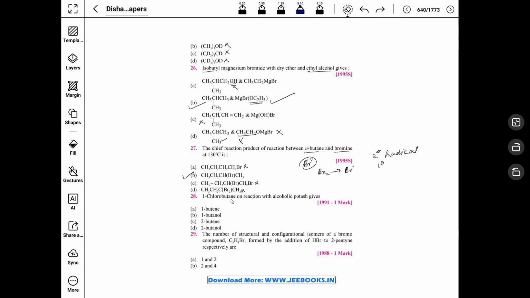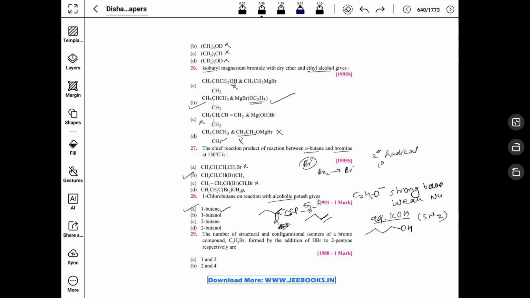Okay, now moving to question number 28. 1-chlorobutane on reaction with alcoholic potash gives... So alcoholic potassium hydroxide will lead to the formation of butene through an elimination reaction. So this will lead to the formation of 1-butene, because alcoholic hydroxide is a strong base and a weak nucleophile. But in the case of aqueous KOH, you will get alcohol by substitution of the halogen. But here the reaction is following the E2 mechanism.